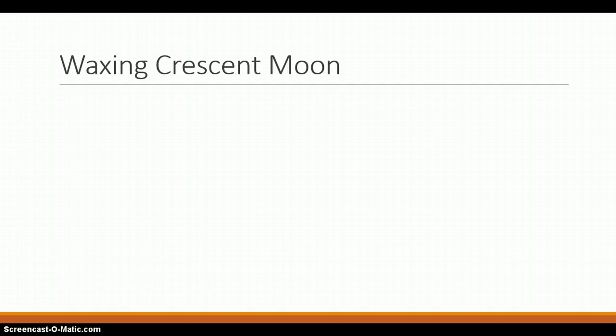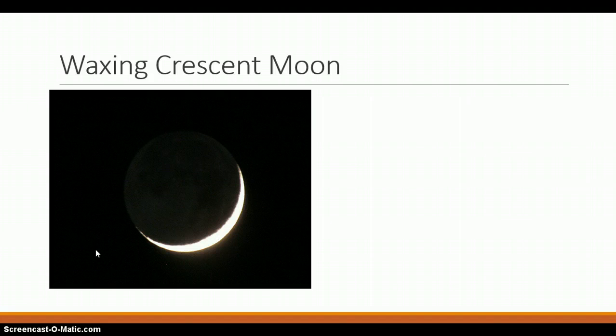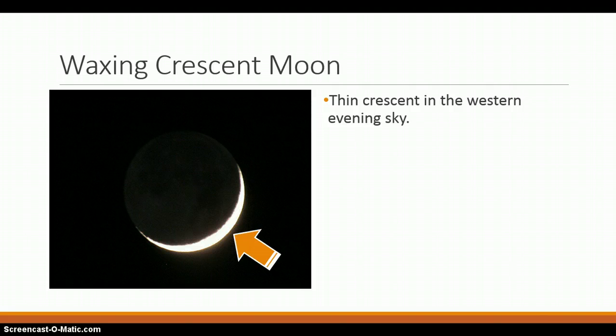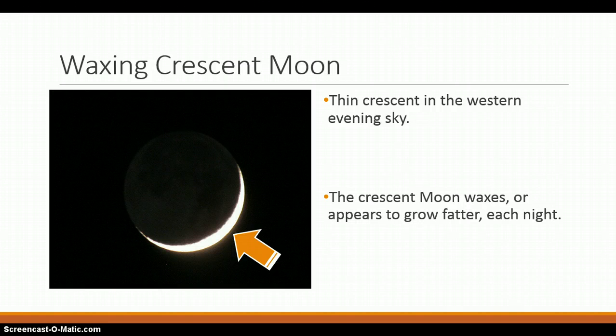The next phase is the waxing crescent moon. A small part, less than 1/2 of the moon, is lit up at this point. The part that is lit up is slowly getting bigger. As the moon moves eastward, away from the sun in the sky, we see a bit more of the sunlit side of the moon each night.